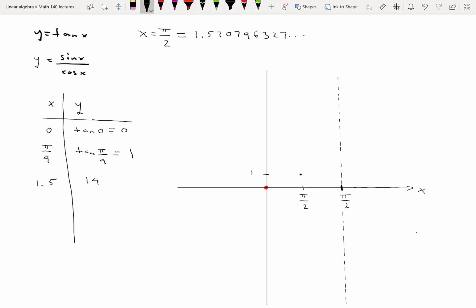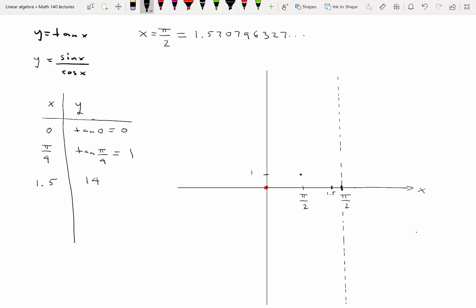Now, if x equals 1.5, then the y value is 14. Well, pi over 2 is about 1.5707, etc. So I'm going to put 1.5 about right here on the graph. That's really not close enough to pi over 2. The way I've drawn it, it should be much closer, but I'll take it for now. The y value is about 14.